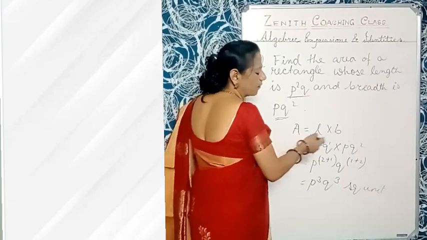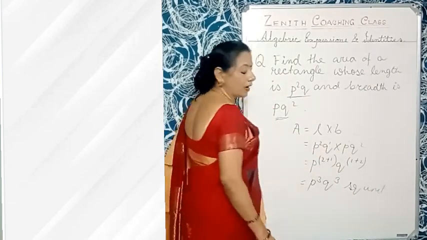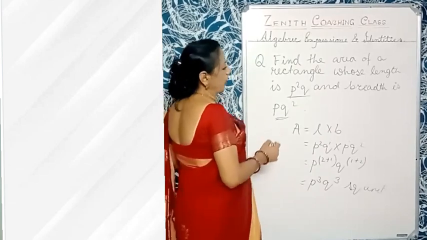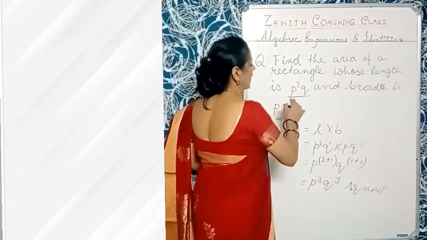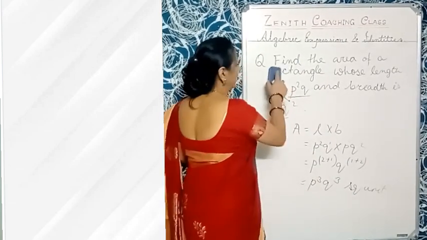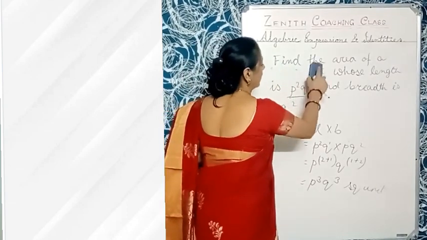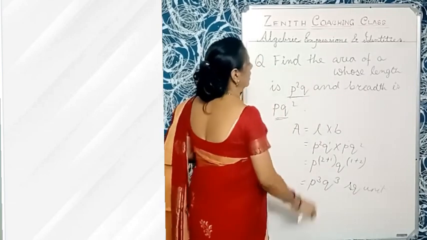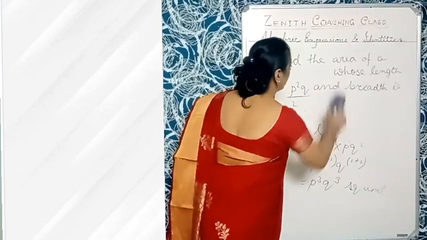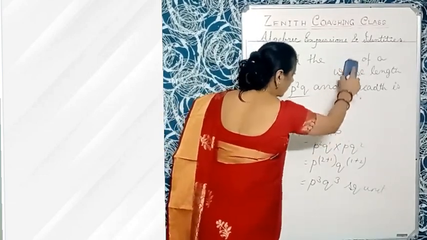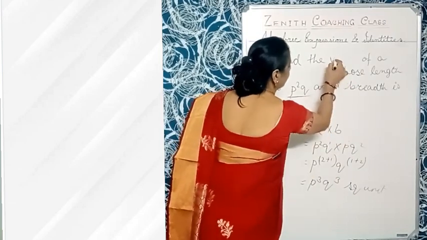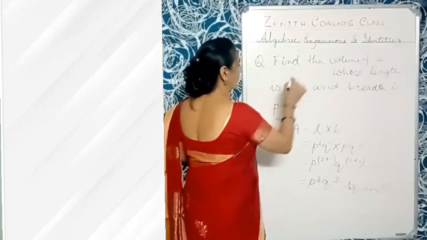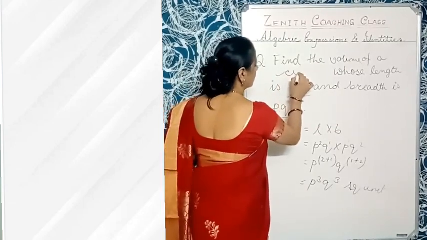So you can easily take out the value of area. Here is another sum. If I would ask you, that is the length of the cube, not rectangle. Find the area. Oh, so sorry, I have to write it here also. Write the volume. Very easy sum. Write the volume of a cube.